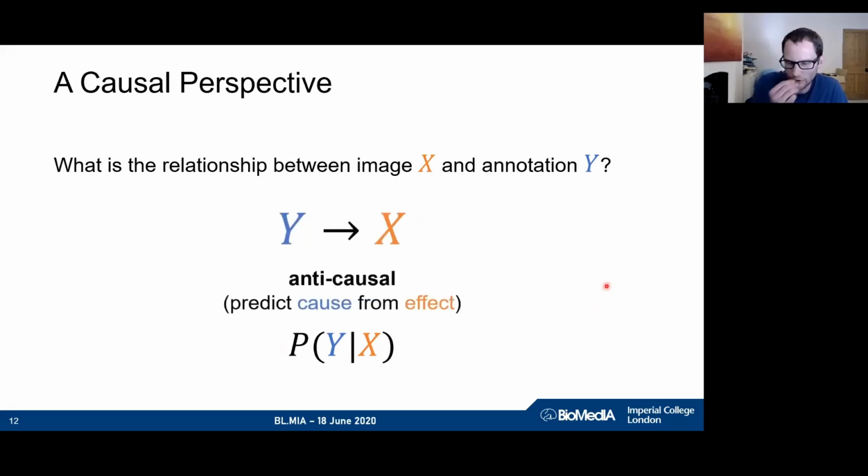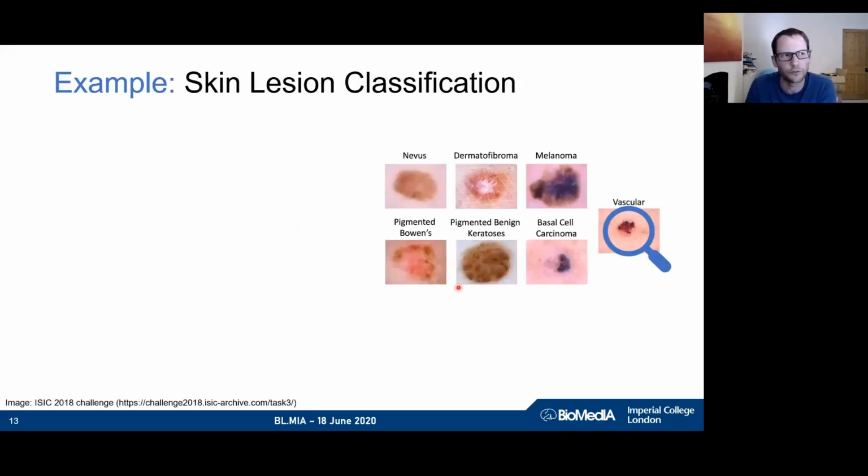Or there can be an anti-causal relationship. So that would mean you predict the cause from the effect, right? So we're changing the relationship here. And we wanted to know if those actually exist in our world of medical imaging. So we looked at some examples. So we discussed some, we came up with these examples.